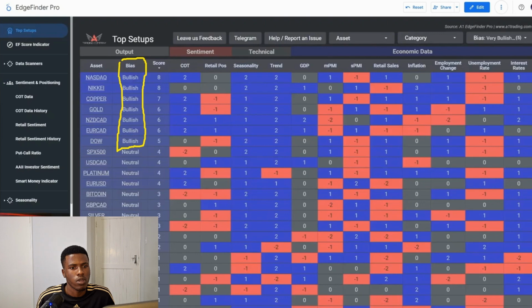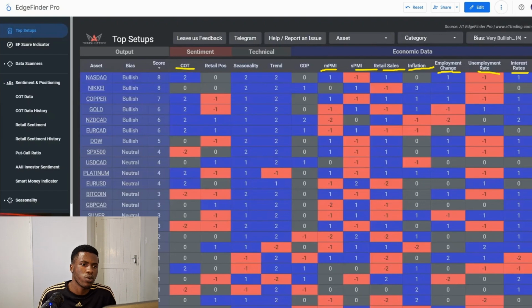I do not really look too much into these things right here because they are really complicated, and this tool already does everything for me. It looks at interest rate, unemployment rate, employment change or NFP, inflation, retail sales, service PMI, manufacturers, and all of those other things, and COT also, which is one of my most important factors that I look at when trading, right?